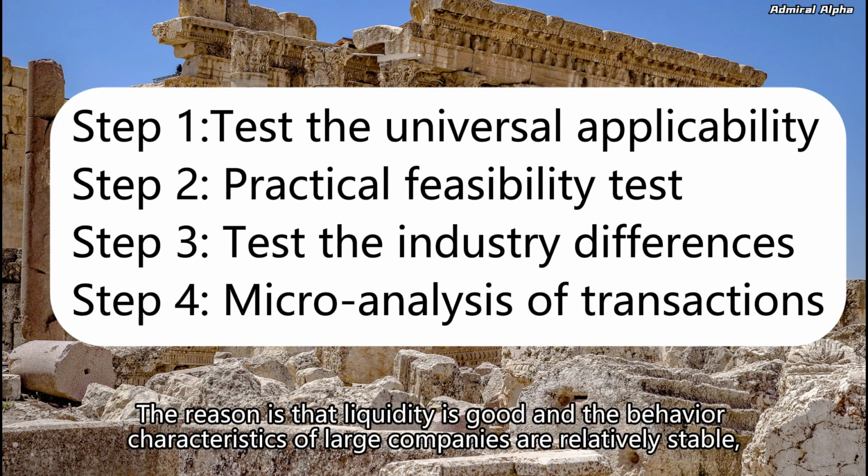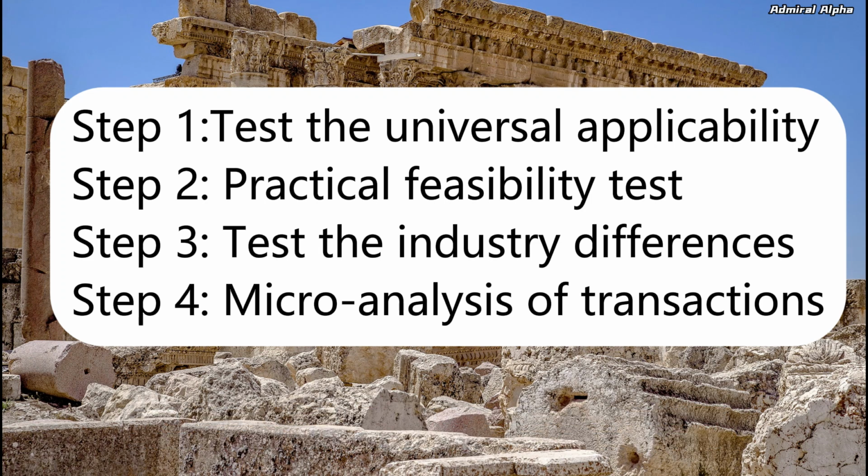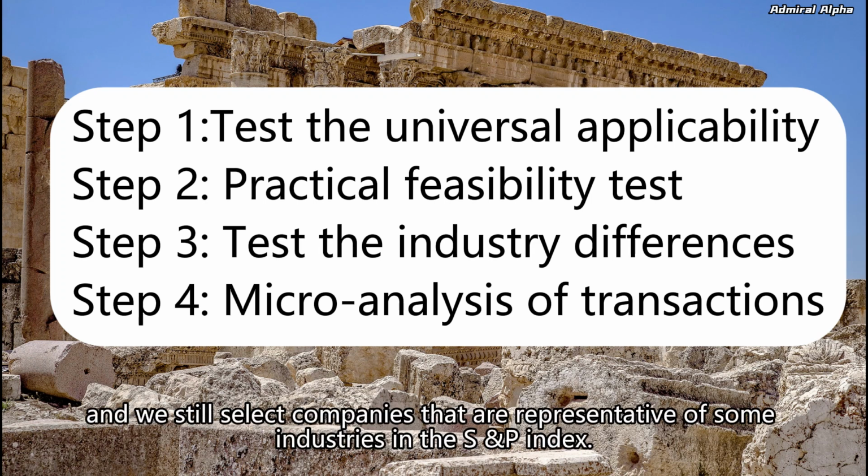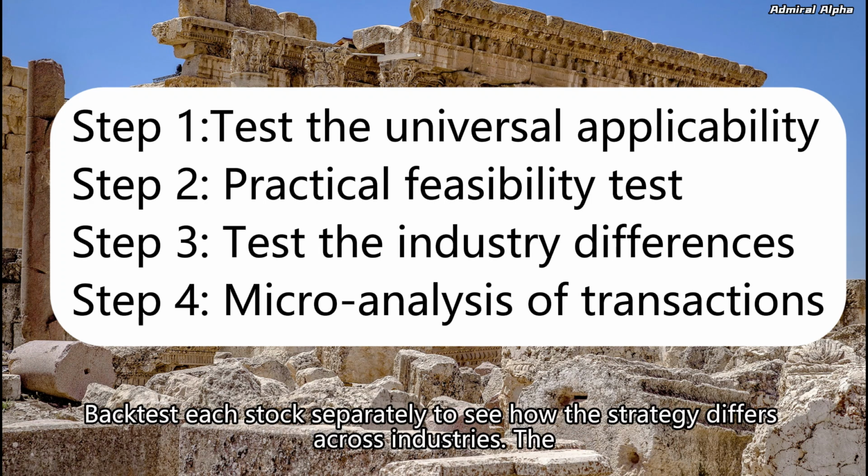The reason is that liquidity is good and the behavior characteristics of large companies are relatively stable, which avoids accidental profits in the strategy. The third step is to test the industry differences, and we still select companies that are representative of some industries in the S&P index. Backtest each stock separately to see how the strategy differs across industries.